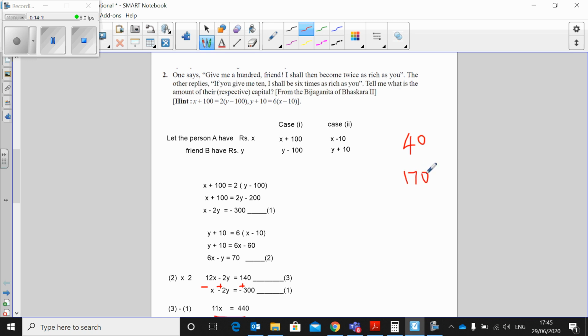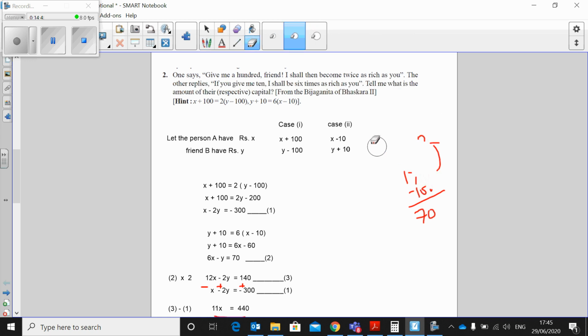Correct? So now he is giving 100 to him. So 100 plus 40 has become 140 rupees. When we are subtracting 100, it will become 70 in the first case. 2 times 70 is 140. So the first statement is, give me 100, friend, and I shall then become twice as rich as you. Correct?